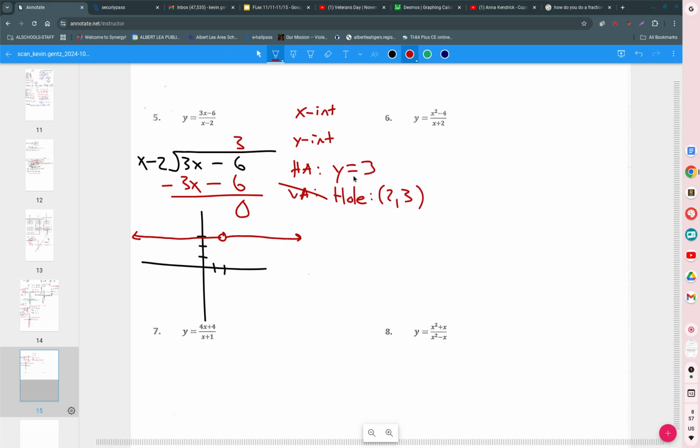Does this cross the y-axis? At 3. Does it cross the x-axis? No. So there's no x-intercept. I want you to take this and type that into your calculator, and we're going to see how we get exactly what we were looking for.